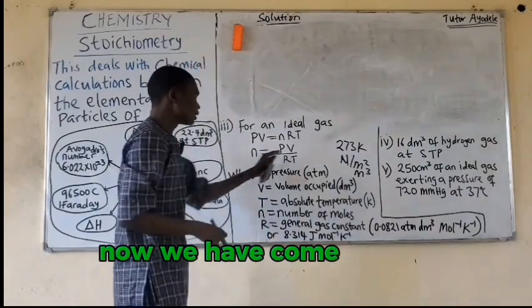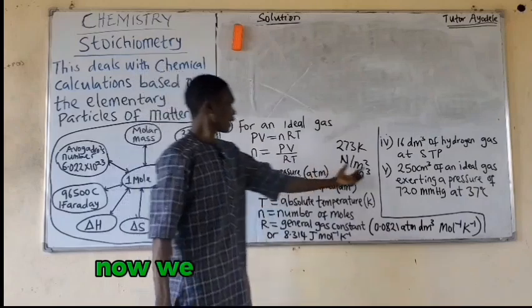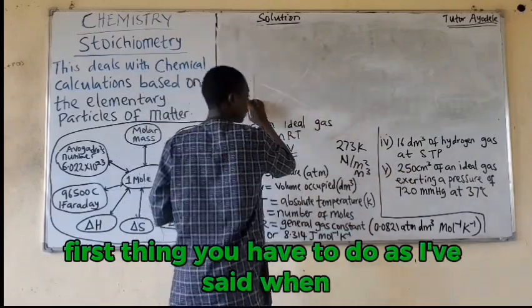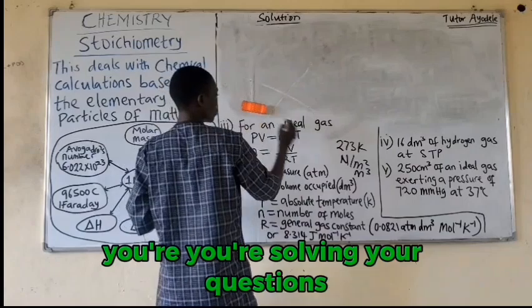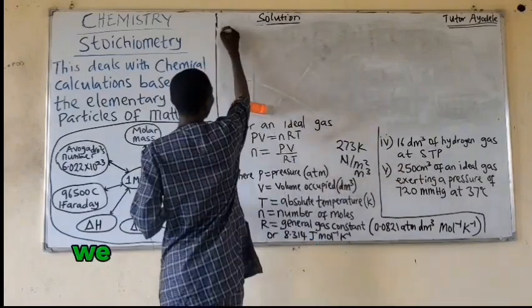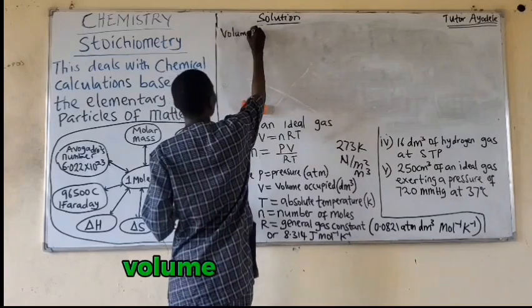Now, we have come to question number 5. Now, we are given volume. The first thing you have to do, as I've said, whenever you are solving a question, is write out your parameters. Your parameters are those values given. What was given there? Volume. Volume equals to what?